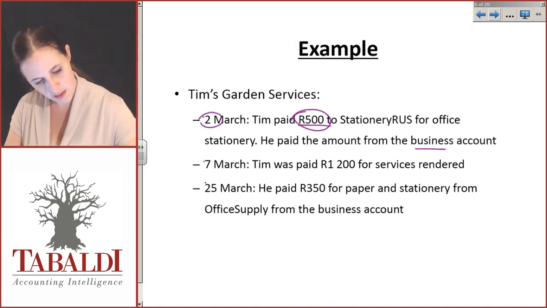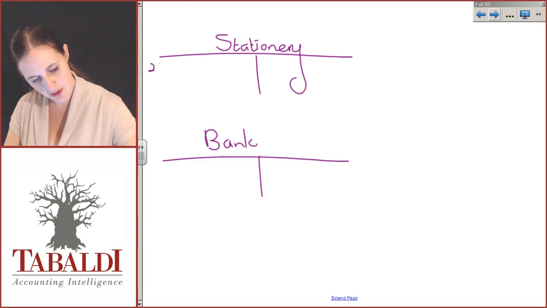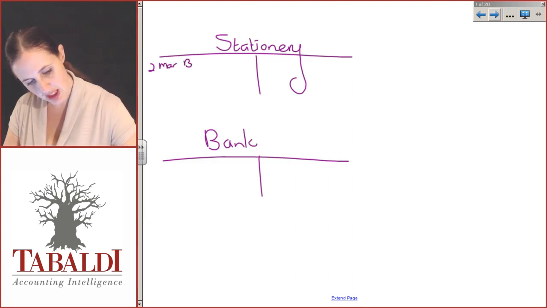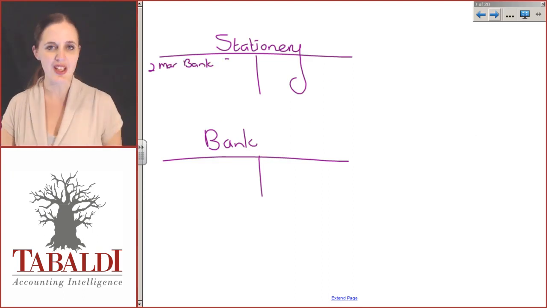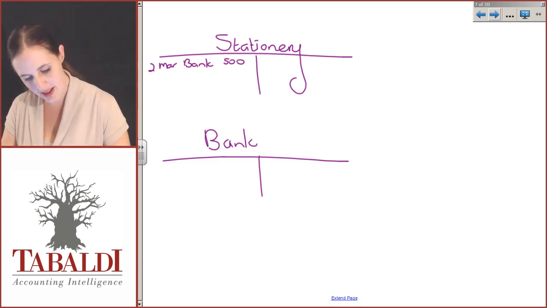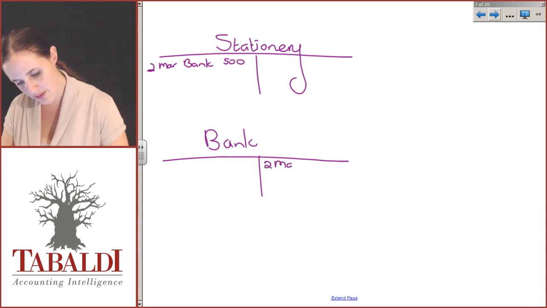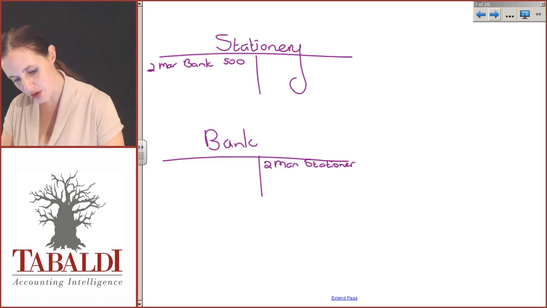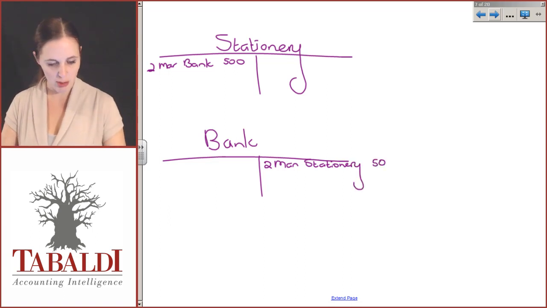On the 2nd of March, he paid out of the bank 500 Rand. Stationery increases on the debit side because it is an expense, and the other side of the account, on the 2nd of March, he bought stationery. Handwriting's fabulous, and he bought it for 500 Rand. So number 1 is done.